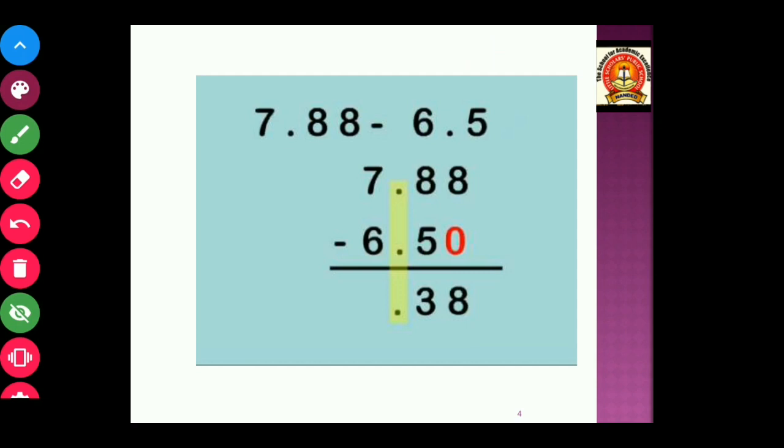Here 8 minus 5 is 3, and here just regular subtraction. So what answer comes? 1.38. So this is just like a regular one.